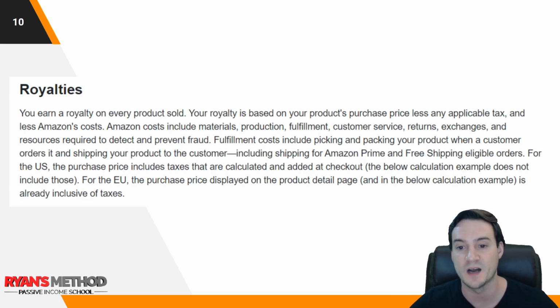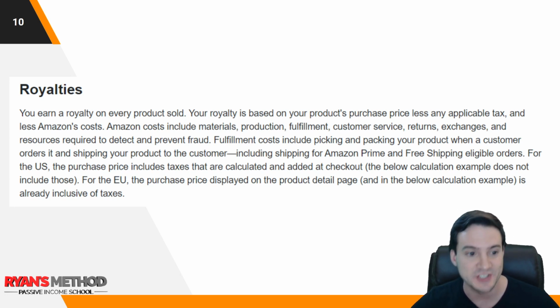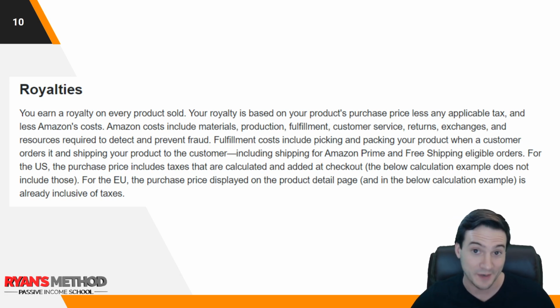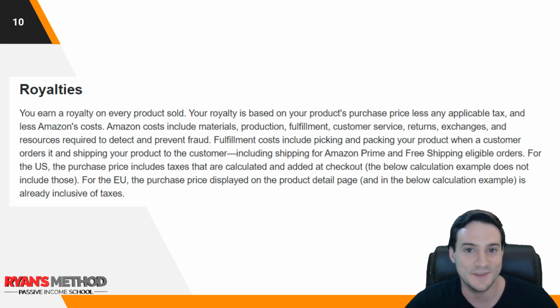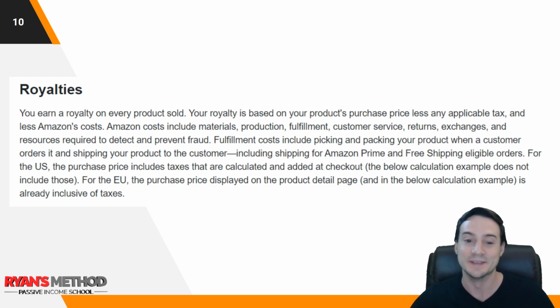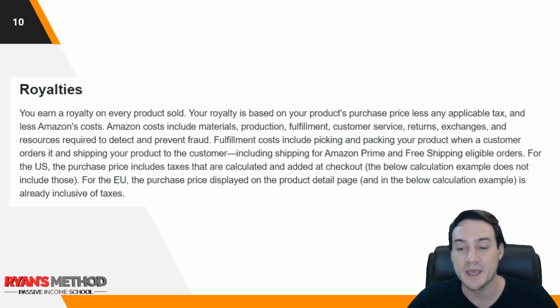Your royalty is based on your product's purchase price, less any applicable tax, and less Amazon's costs. Amazon costs include materials, production, fulfillment, customer service, returns, exchanges, and resources required to detect and prevent fraud. So Amazon's doing all that for us. All we're really doing is uploading designs and providing a title and some bullets. So it is a pretty good deal. Fulfillment costs include picking and packing your product when a customer orders it, and shipping your product to the customer, including shipping for Amazon Prime and free shipping for eligible orders.